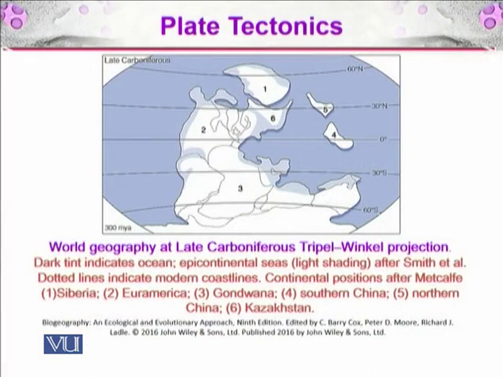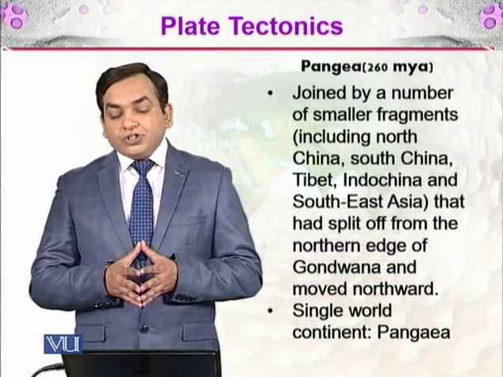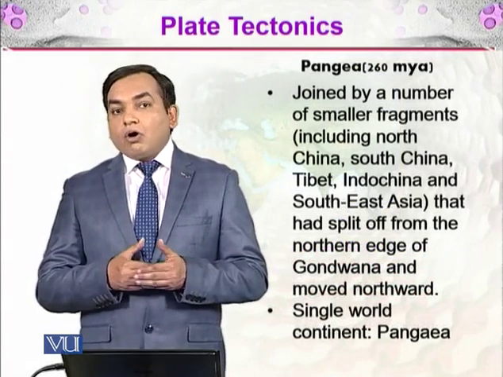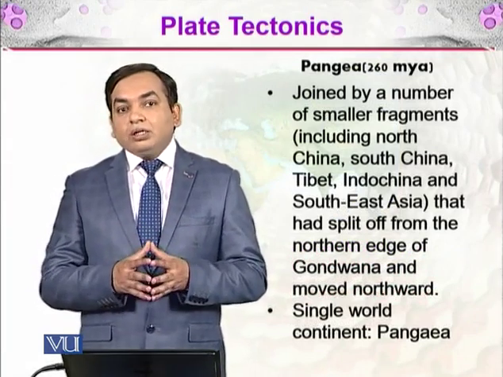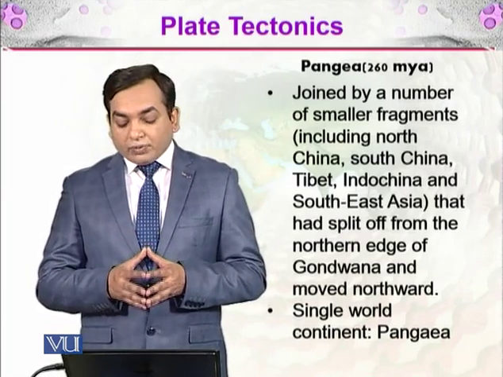Here you can see that this collision has not yet taken place in the late Carboniferous, but as it does, it will result in the making of the Ural mountains. And then there is Pangea. Pan means all across, Gea means the earth. So that means it is a single continent on the surface of the earth.